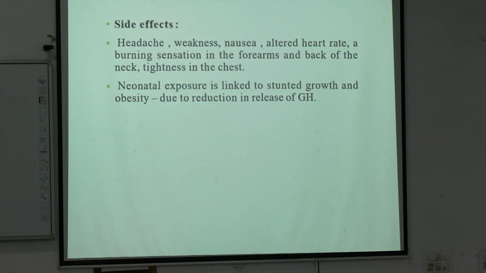Headache, nausea. Luckily, so far it is not proved to be carcinogenic or causing cancer, but it can cause headache, weakness, nausea, altered heart rate, and a burning sensation in the chest and forearms and tightness in the chest. Another thing is neonatal exposure is linked to stunted growth due to reduction in growth hormone. So preferably somebody who is pregnant should not take something like this.